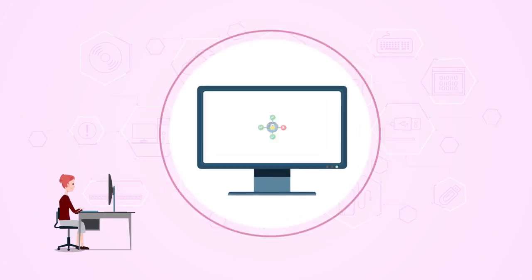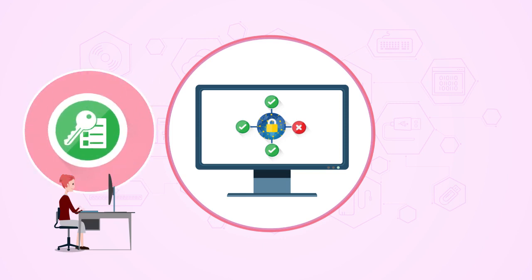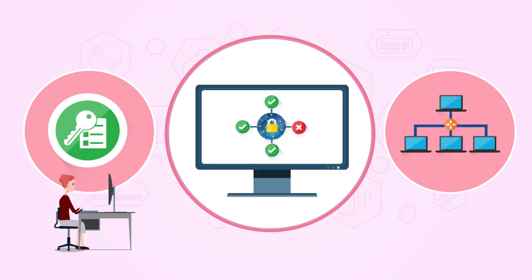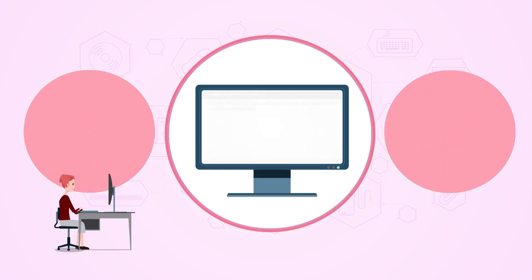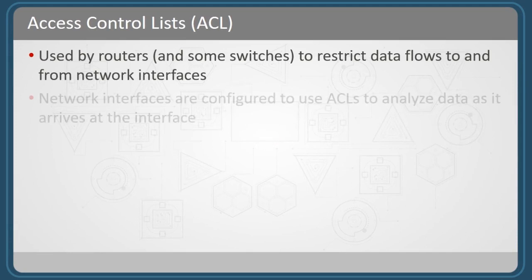In this presentation, we'll take a look at access control lists, or ACLs. And if you are familiar with even standard file permissions in a network environment, these are essentially the same things. They determine who and or what can use a particular resource. In this case, the resource is a network interface. So they're used by routers and some switches to restrict data flows to and from various network interfaces.